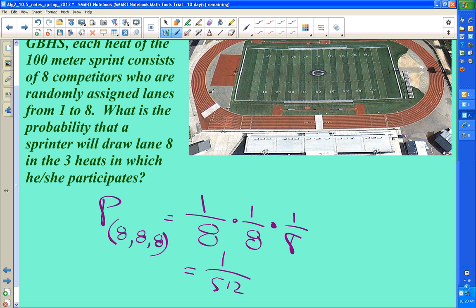Where did you get the lane? There's 8 lanes. You're going to get one of the lanes, right? What's the probability that you get lane 8? You get 1 chance out of 8 possible. So you get a 1 in 8 shot of being assigned lane 8. But you get a 1 in 512 chance of being assigned lane 8 3 times in a row.